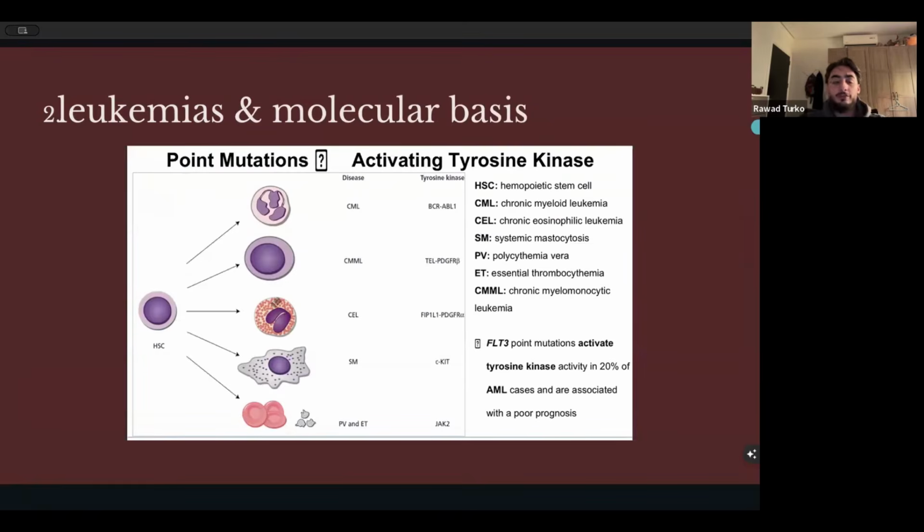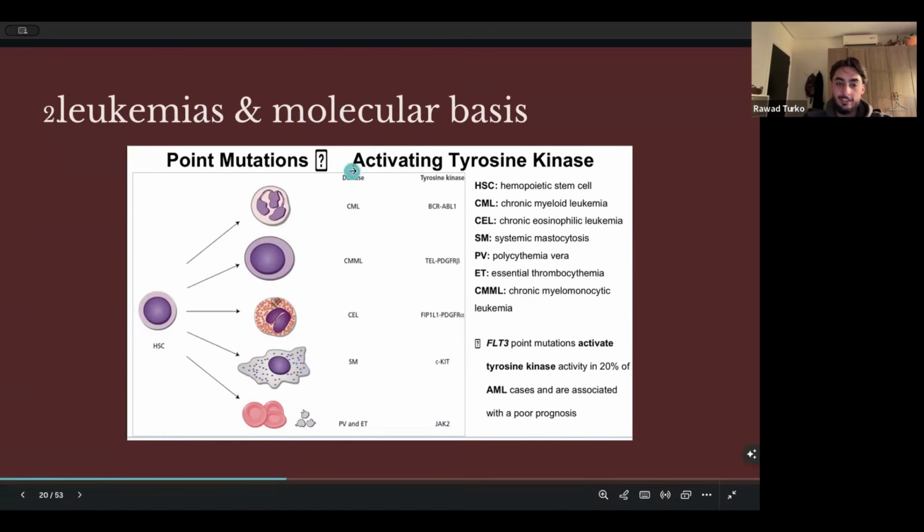Now, a few things. This is from your molecular basis lecture that I want you to focus on. Now, I think I can summarize this lecture pretty much in just 2 slides. The rest of it is pretty much all memorization that you have to just try to go through on your own. Basically, any of these diseases here, you're going to see these mutations.